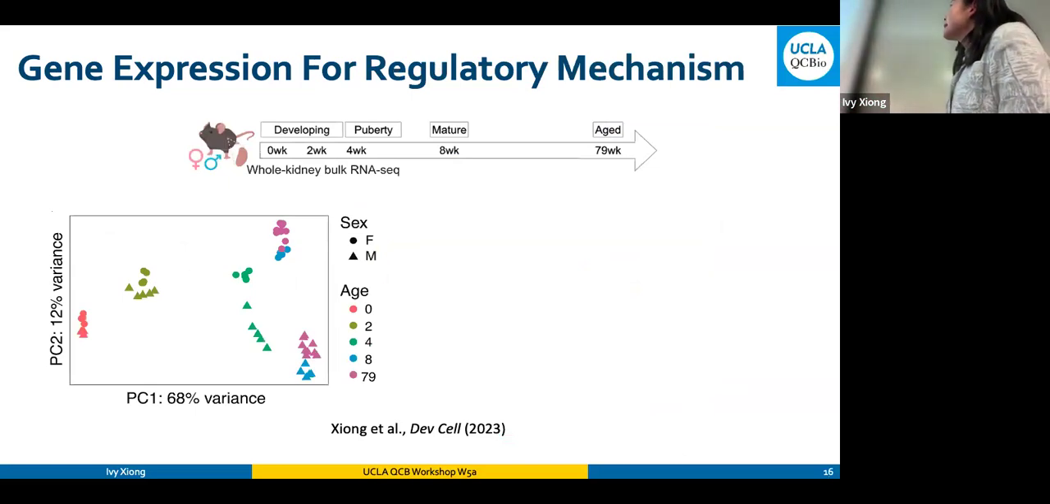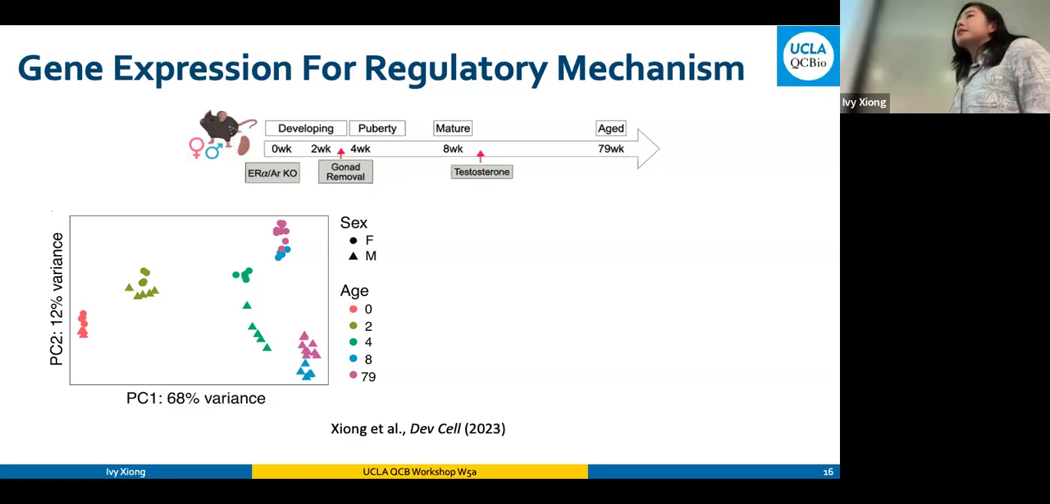So for my study, looking at the sex differences in the kidney, we actually did a whole kidney bulk RNA-seq experiment at different developmental stages of black 6 mice. When we compare them together, you start to see, from the early stage, the PC plot where the time basically spans from left to right. And then the sexes are segregated around week 4, which is the time when puberty onsets.